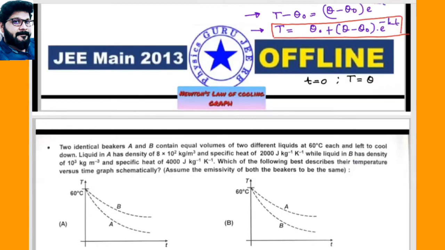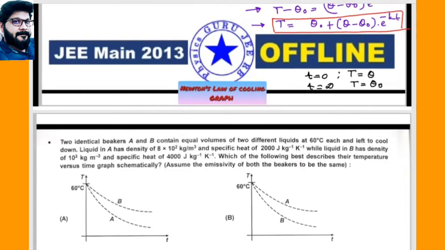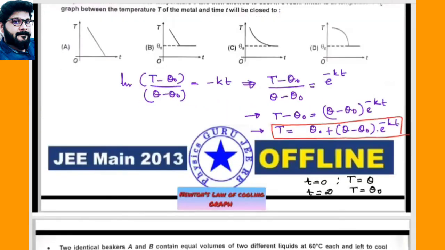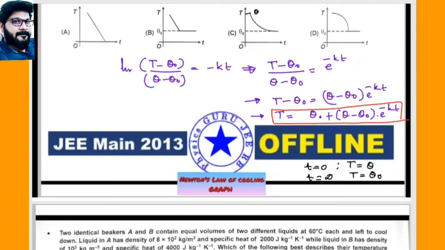Here e to the power of 0, this complete term will become 0 when t is equal to 0. At t equal to infinity, for a long time, again theta becomes theta naught, the initial temperature. That means if I plot a graph here, at t equal to 0, it has to touch this point like this.